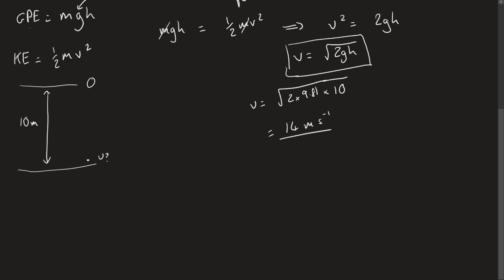So notice how, the same way as in SUVAT, it didn't matter what the mass was. As long as there's no air resistance present, it will reach the same velocity. And I'll leave you to do this by SUVAT, the same thing, and verify that that is also true for SUVAT as well.